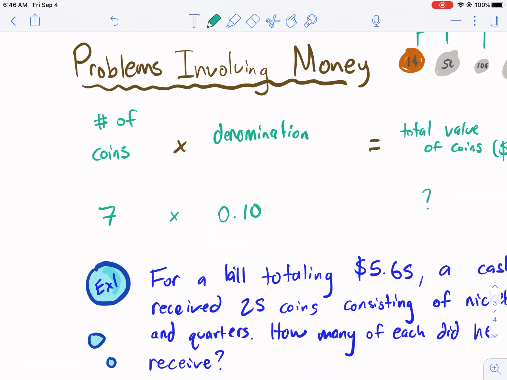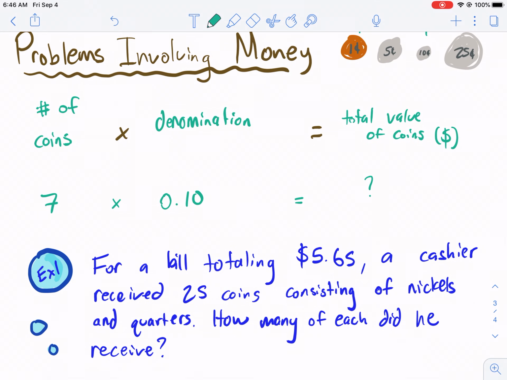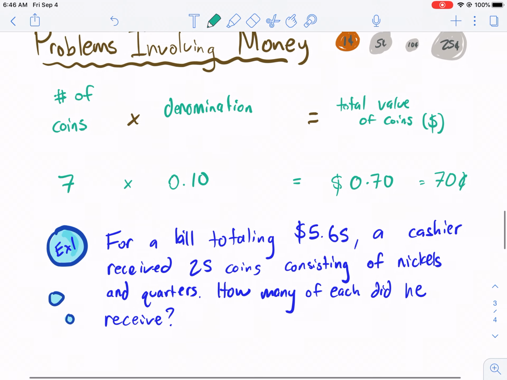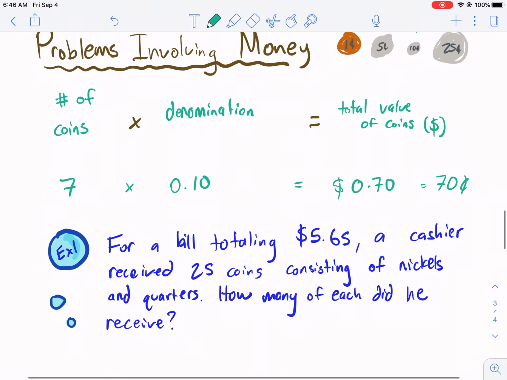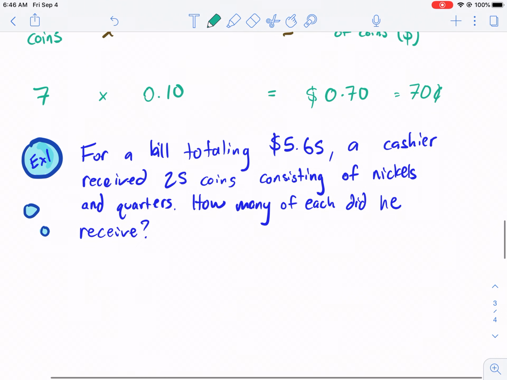And we're going to multiply that. Now, when we multiply those two things, what do we get? Well, we get 0.7. And this is dollars, another way of saying 70 cents. And that makes sense. This works with nickels, this works with quarters, this works with every denomination. So that's just a quick example of why this particular formula, a linear equation, works.